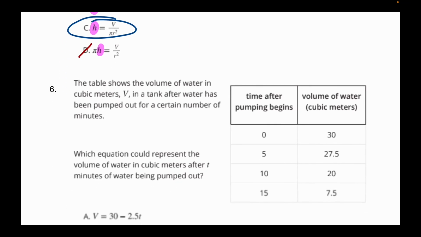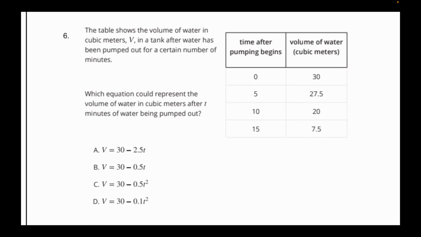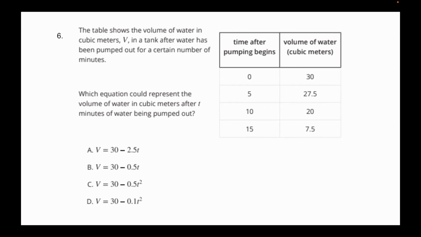Question 6 is working with a tank and some volume of water in the tank. Cubic meters, V, is how we are measuring it. So we're measuring in cubic meters, and that represents the volume. So this is V on the right, the volume. And then for a certain number of minutes, they're going to represent that with the variable T, I see down at the bottom. So I'm going to represent T on the left-hand side.